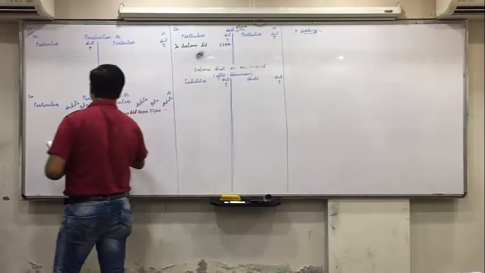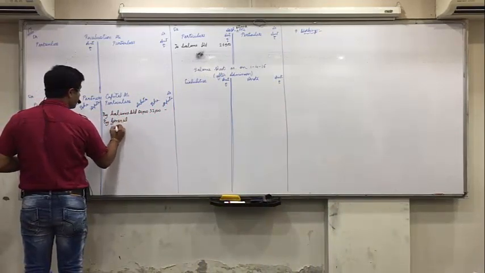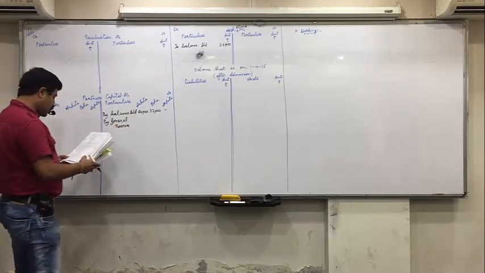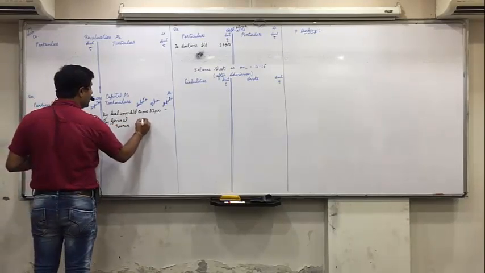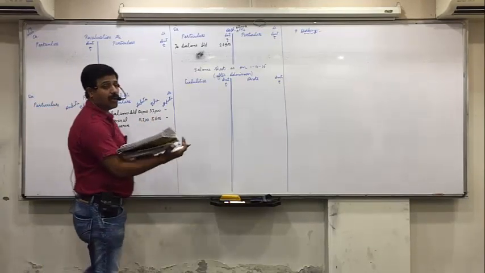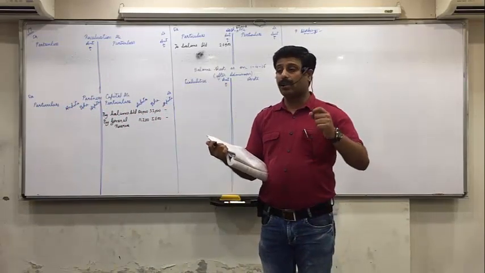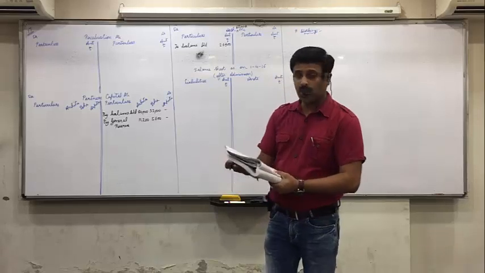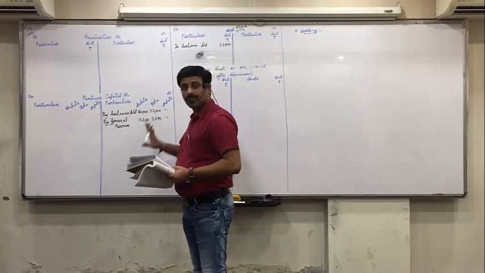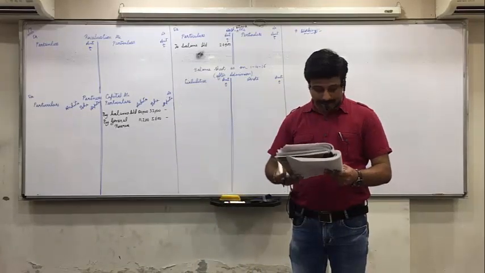So in partners capital credit side, by general reserve 16,800 into 2 by 3, 11,200. And 1 by 3, 5,600. Old ratio. The journal entry is general reserve account debit. It gets closed. Two old partners capital accounts, so partners capital on credit side in old ratio. Clear with this? Nothing else from the balance sheet.